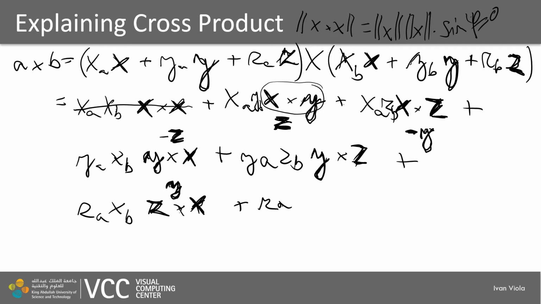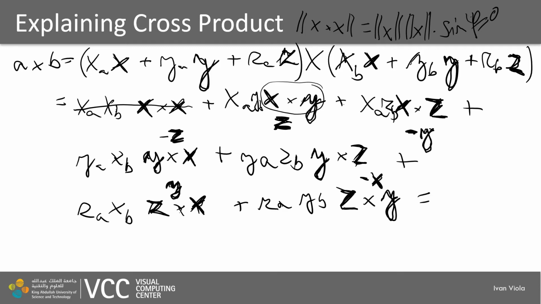ZA YB, Z cross product with Y, and Z cross product with Y is actually minus X. So now, if we collect these things together, we will have the following result.